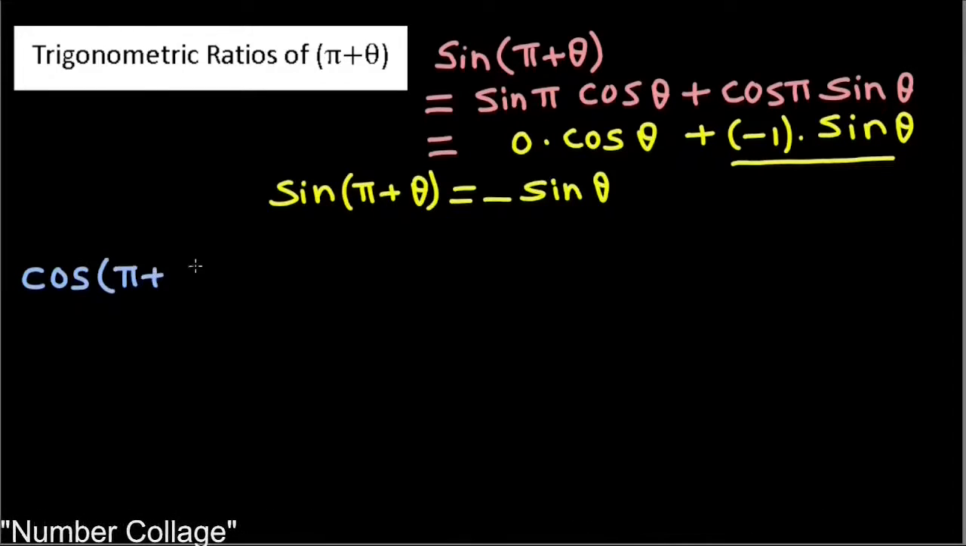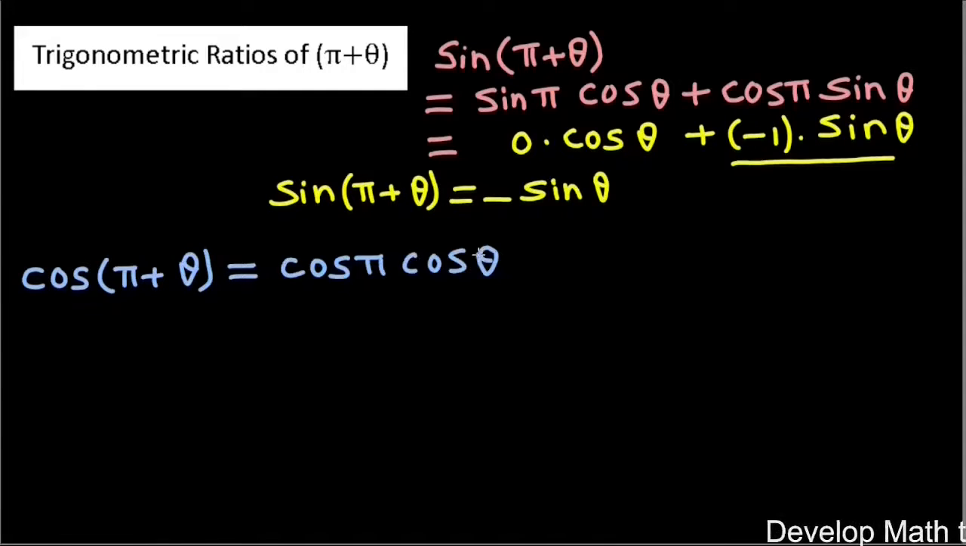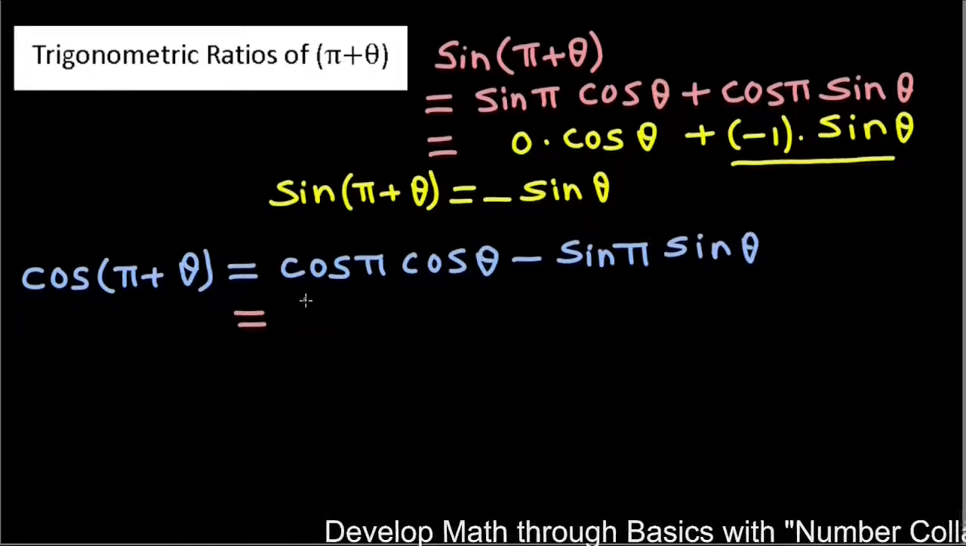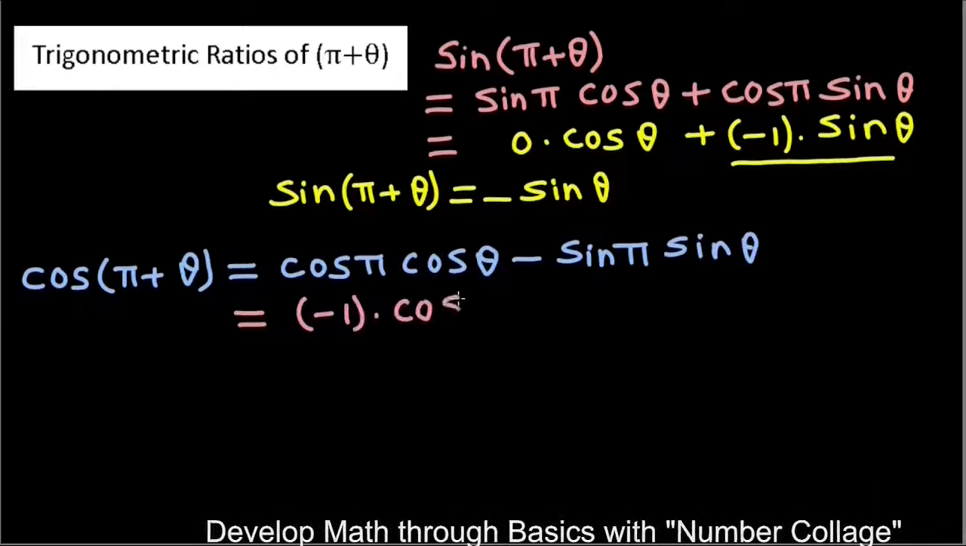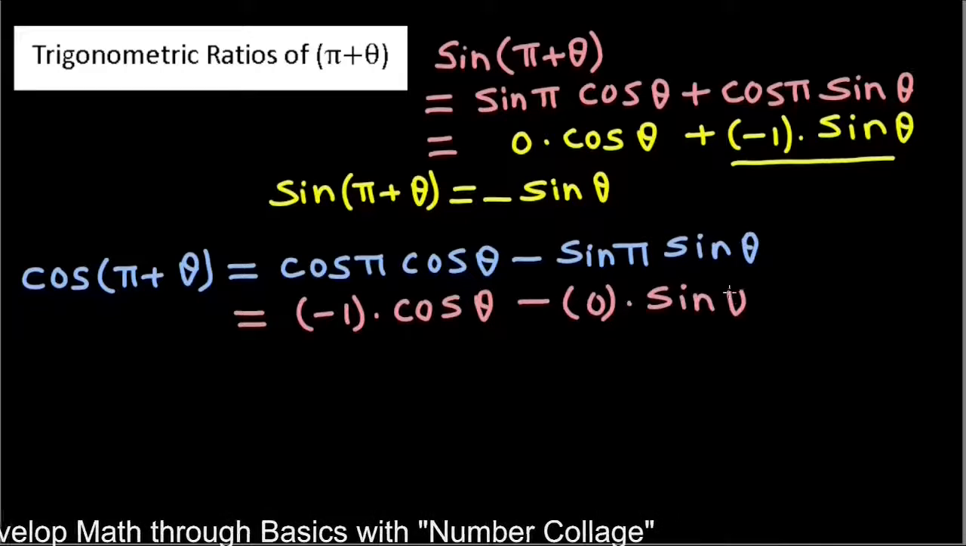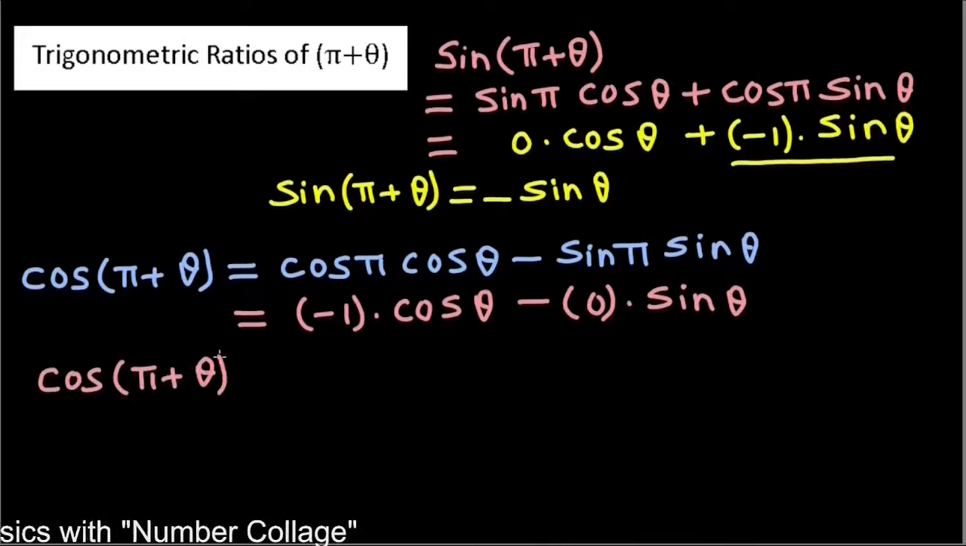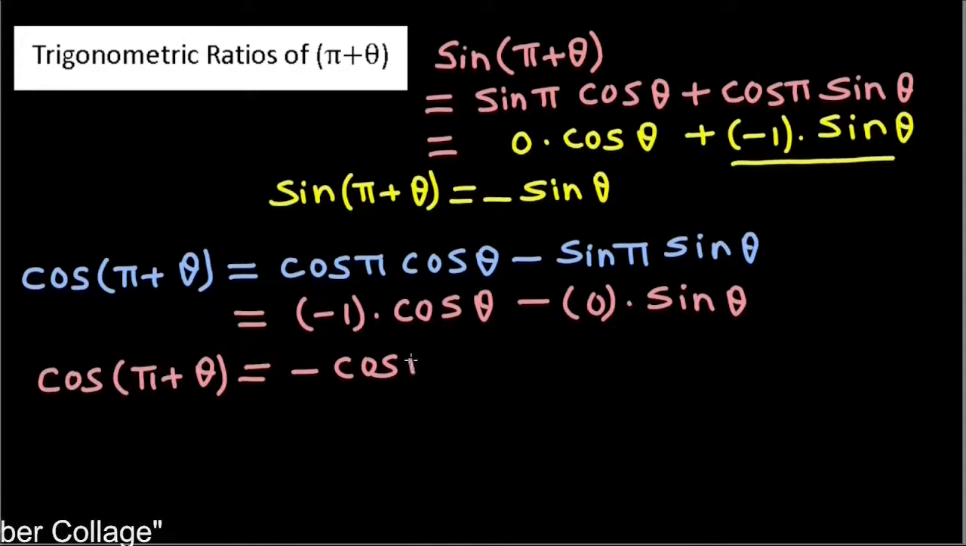Cos of pi plus theta by the addition formula will be cos pi cos theta minus sin pi sin theta. Cos pi is minus 1, times cos theta. Sin pi is 0, times sin theta. So cos of pi plus theta will be minus cos theta.